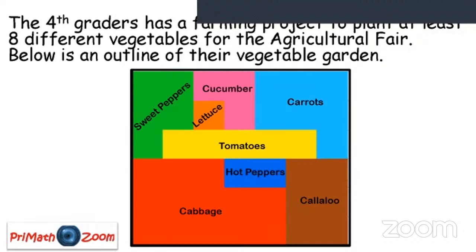All right, so I'm seeing in the chat where Dana Paul is responding to what an agricultural fair is, and she said where they go and sell the vegetables when they are reaped. Great. All right, so can anyone tell me of the different vegetables that we have here on our vegetable garden? Miss, we have sweet peppers, lettuce, cucumber, carrots, tomatoes, hot peppers, cabbage, and callaloo. Definitely. So we have plenty vegetables in our vegetable garden. Awesome. I want you guys now to take a screenshot of this, but I will also have it on other slides. But in the event that it's a little smaller there, you're able to see what vegetables we're planting.